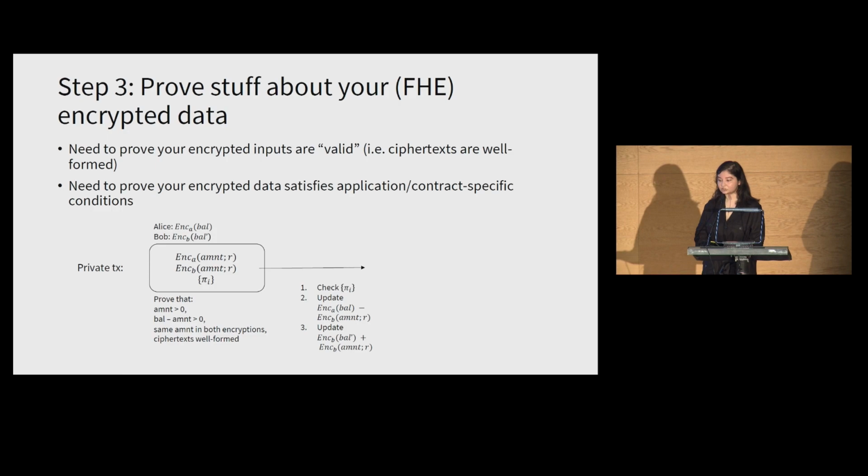You will also need to prove that your encrypted data satisfies whatever application or contract-specific conditions you're looking at. So to go back to our motivating example of a private transaction, Alice, the sender, may need to prove that the amount she's sending to Bob is greater than 0. She'll need to prove that she has enough money in her account to make this transaction. She'll need to prove that she's encrypted the same amount with respect to both public keys. And finally, she'll need to prove that the ciphertexts are well-formed.